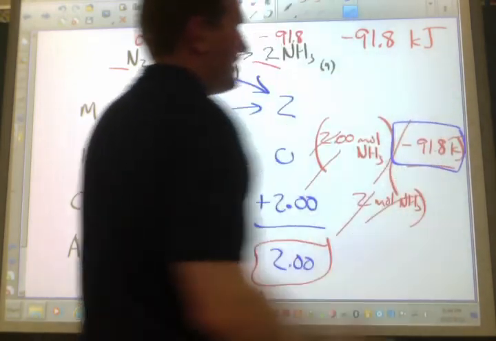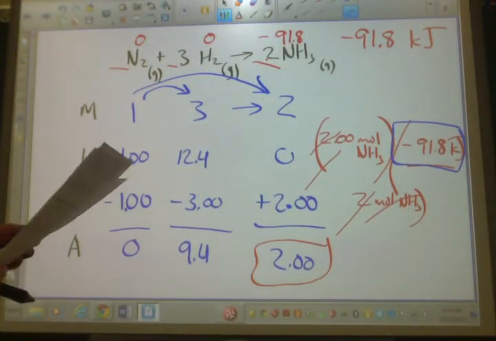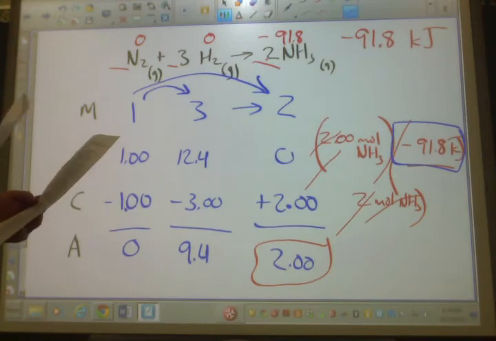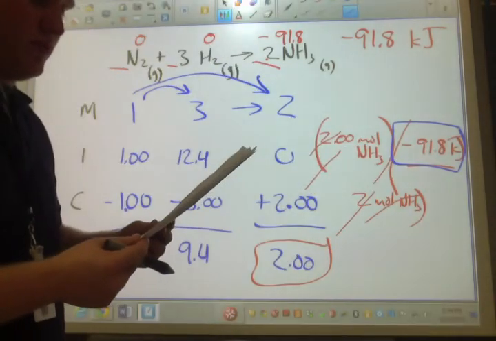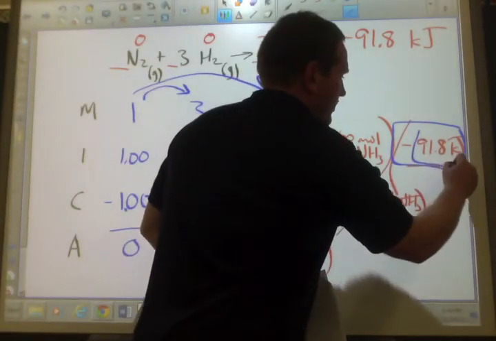We're left with this number. This is the change in heat. So technically, by the phrasing of the question, how much energy can be produced? 91.8 kilojoules are produced. Okay? 91.8.